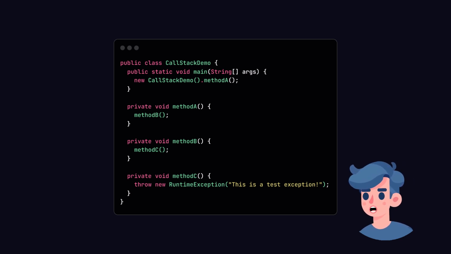In Java, understanding the call stack becomes essential, especially when it comes to error handling. When an exception occurs, the call stack provides a snapshot of the active execution flow, allowing us to trace back exactly what led to the error.